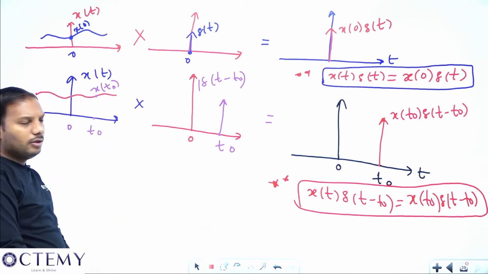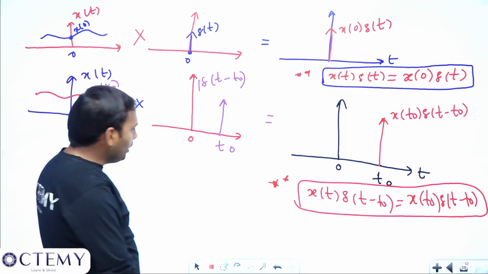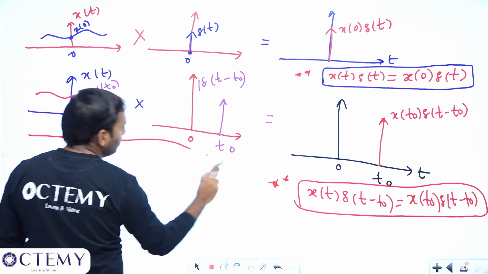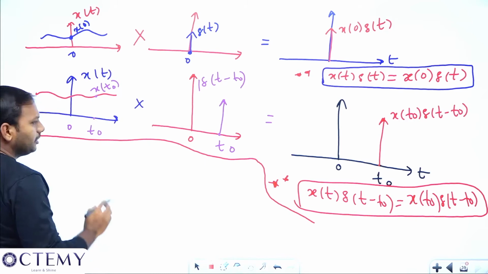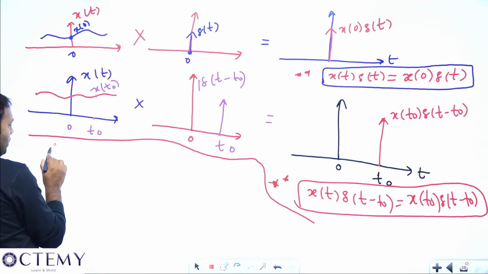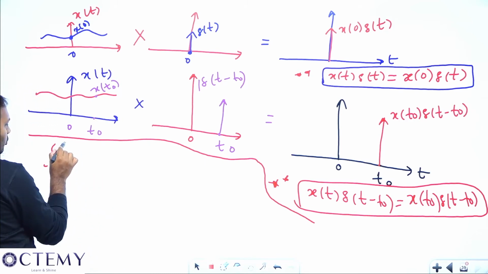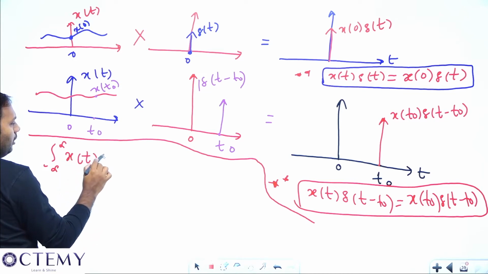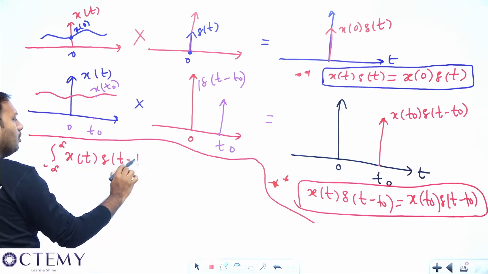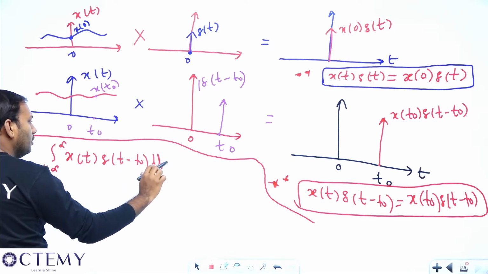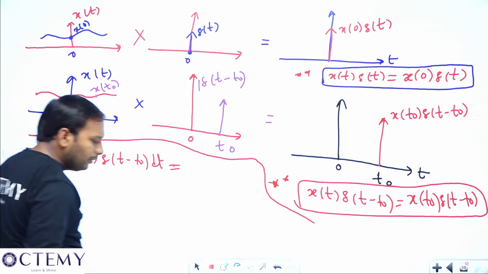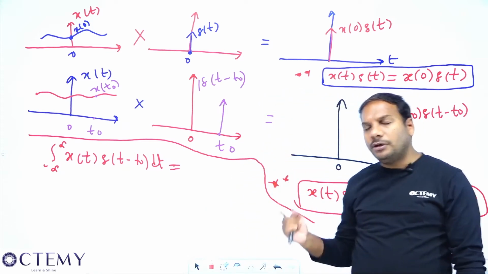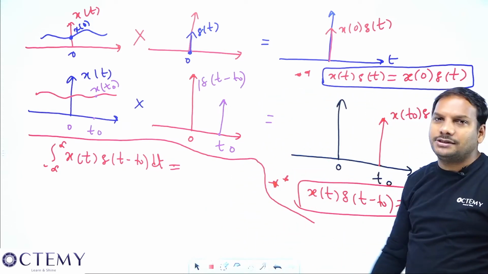Okay, so now I will try to explain one more important concept regarding the impulse function. If I try to integrate from minus infinity to plus infinity x of t del of t minus t naught dt, it is one of the most important formulas, and many times in competitive examinations and GATE this question was asked.